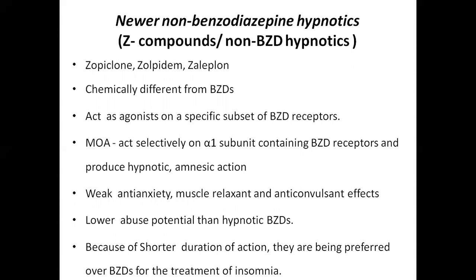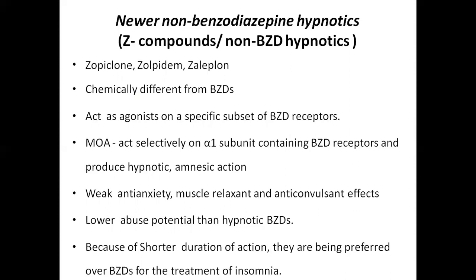The newer group of drugs, that is newer non-benzodiazepine hypnotics, are also called Z compounds. The drugs under this group we know are Zopiclone, Zolpidem, and Zaleplon. They are chemically different from benzodiazepines. They act as agonists on a specific subset of benzodiazepine receptor. Mainly, they act selectively on the alpha 1 subunit containing benzodiazepine receptors.